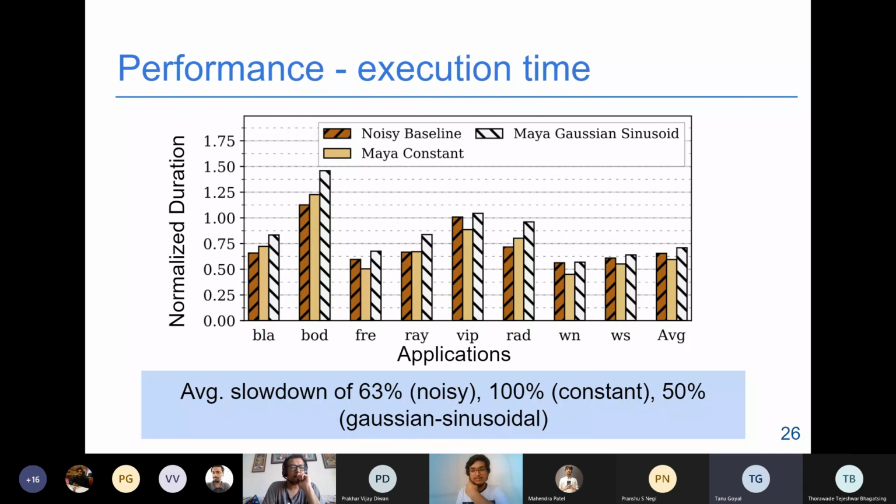Sorry, what is it normalized to? It is normalized to the scenario where there is absolutely no security. Yeah, it's the baseline, the baseline with no Maya, right? Yes, yes. Okay, so lower is better, right? Lower execution time is better. Yes. So what I was trying to say is that the other baseline, which is the noisy baseline. Aha, got it, got it. Yeah, so overall, it's not a big deal actually. Yes.